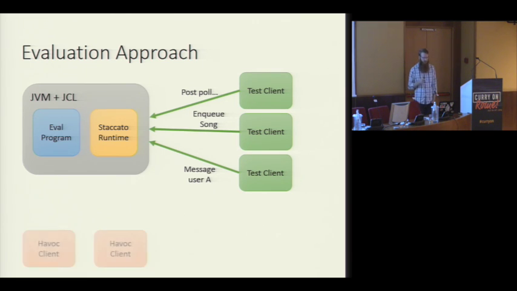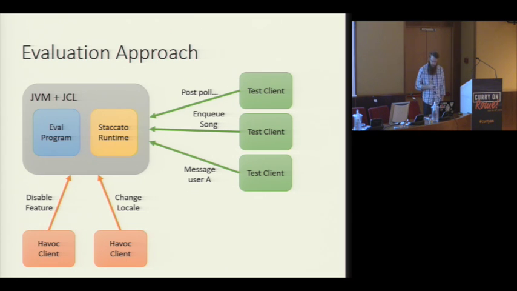Alongside these test clients, we also ran Havoc clients. These clients exercise the built-in administrative interfaces found in all of our evaluation targets to introduce randomly selected mutations of the program configuration while the test clients were running. These mutations involved enabling or disabling some feature, or maybe changing the locale of the software or the encoding of the output. If the Staccato runtime detected a possible error, it logged its findings, and we classified these results offline.